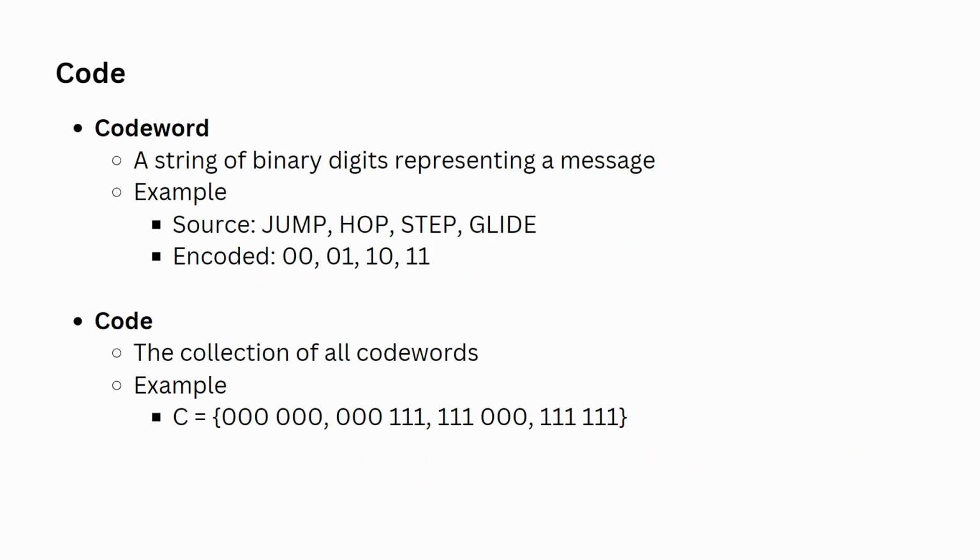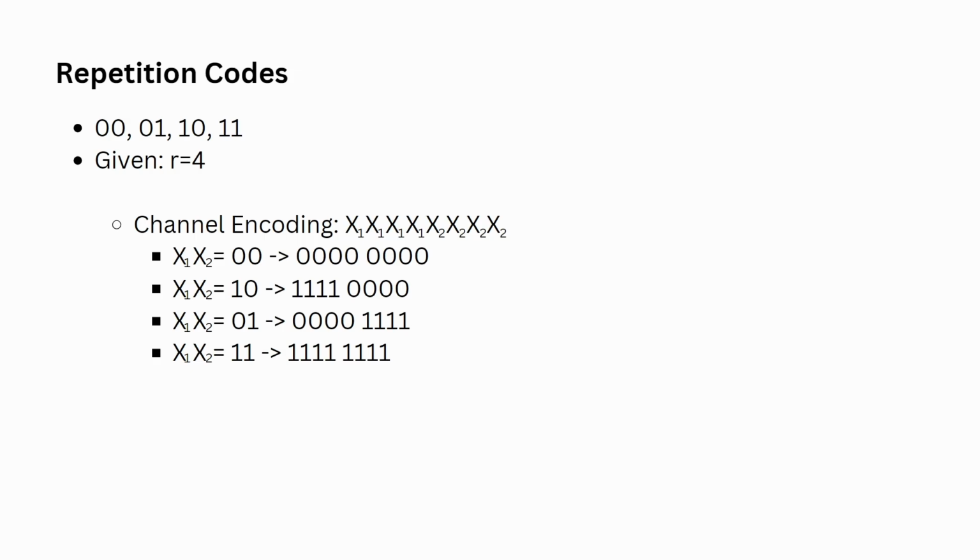Next we have the codes. A code word is a string of binary digits representing a message. So an example for this is our source is jump, hop, step, and glide. An encoded version of this will be 00011011. A code is the collection of all code words. So an example of this is 000000000111100001111111.